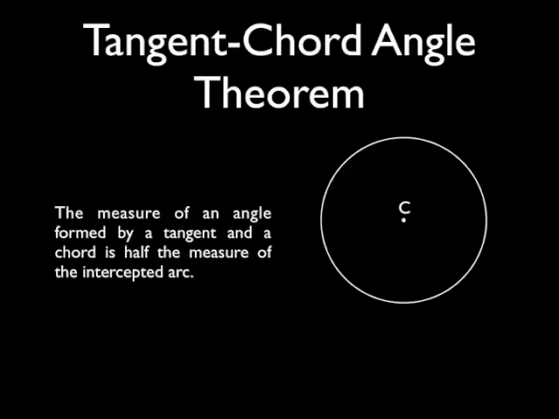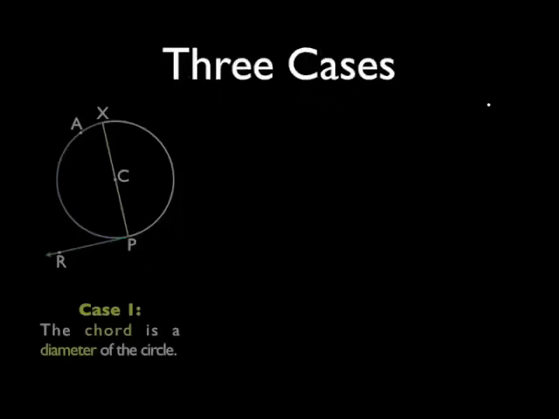Wow, imagine that. So here is chord JP and tangent ray PN, and they intercept arc PJ. That means that the measure of angle JPN is equal to half the measure of arc PJ. There are three cases of this situation. Case 1 is if the chord is a diameter.